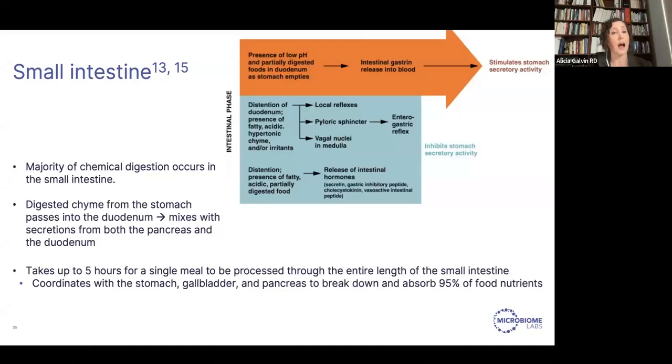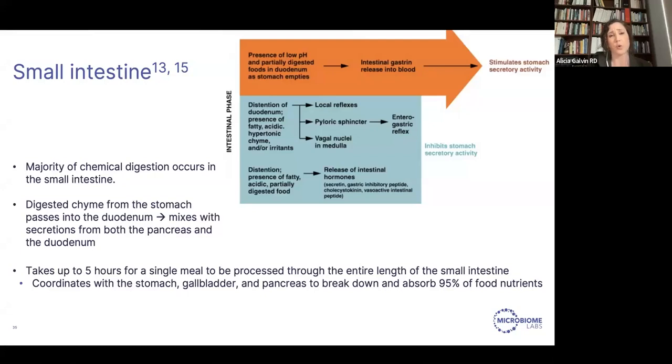And this is, again, that chyme, which is that lovely mixture of digestive juices and undigested food coming into the duodenum from the stomach, and it's starting to mix with secretions from the pancreas and the duodenum. Now, it takes about 5 hours for one meal to be processed through the entire length of the small intestine.